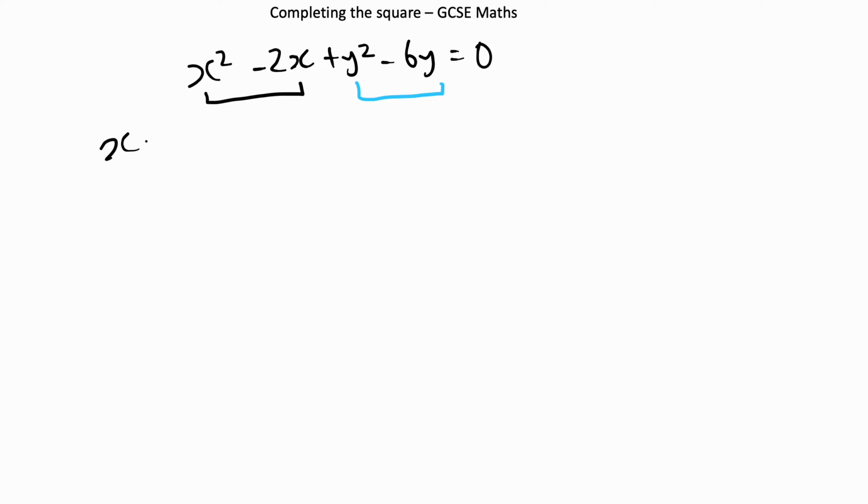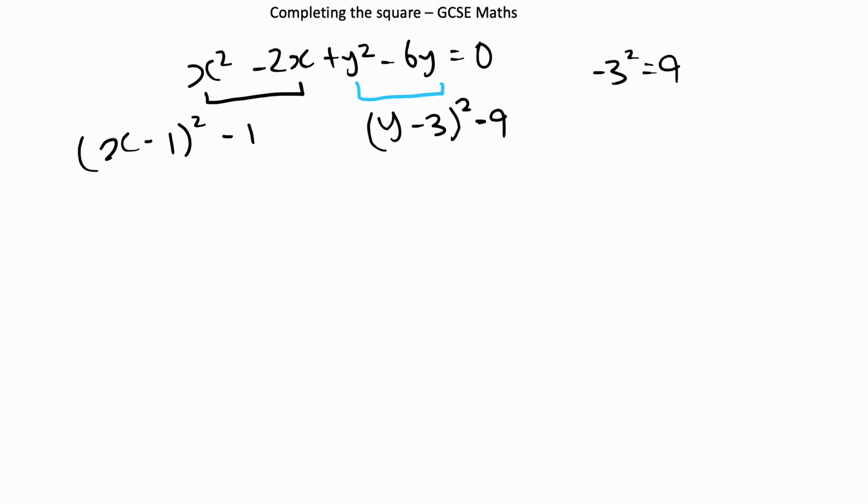x squared minus 2x. Remember, when you complete the square you divide this in half, so that's just going to become (x minus 1) squared, and 1 squared is 1. If you forgot how to do the complete the square method, watch my previous videos on that. y squared minus 6y: 6 divided by 2 becomes minus 3, the square moves over here, and we square minus 3. Minus 3 squared is 9, and it's always a negative, so it's going to be minus 9.